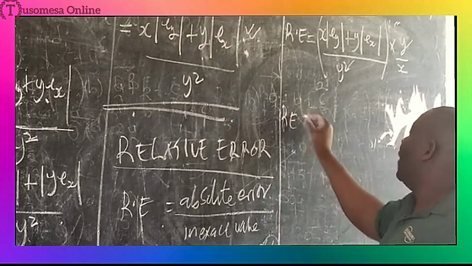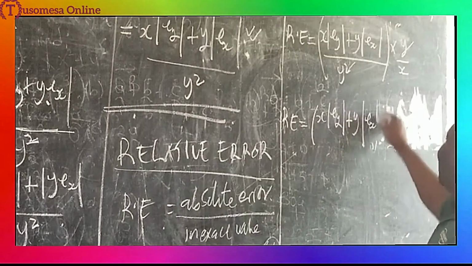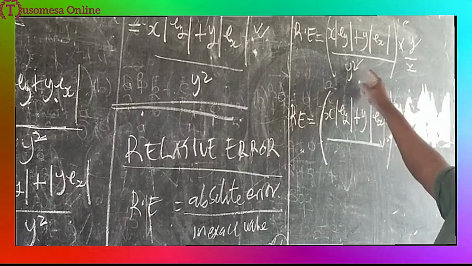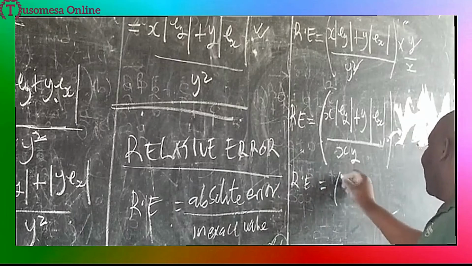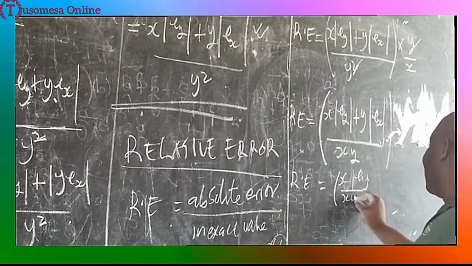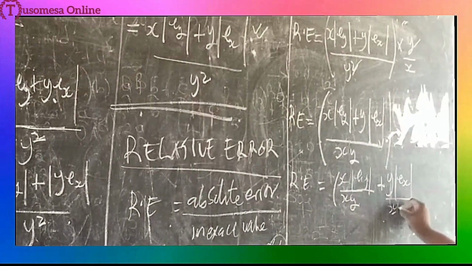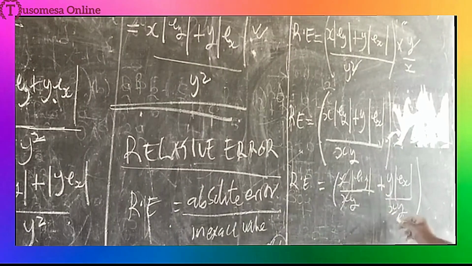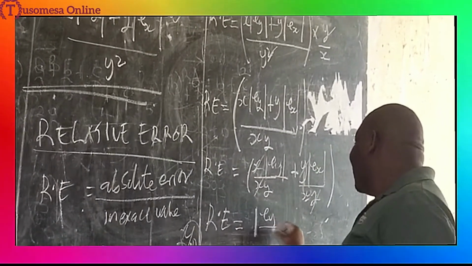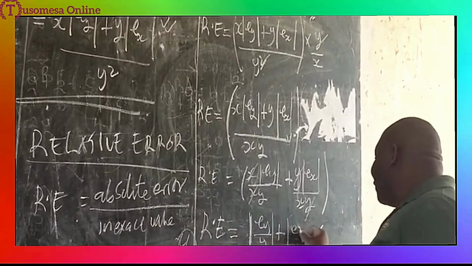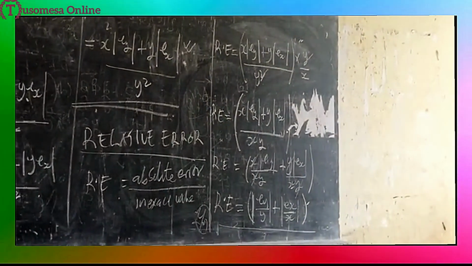Then you make the relative error equal to x magnitude of ey plus y magnitude of ex, then everything is over xy. Remember this same power has gone with that one, so you make it xy. So the relative error becomes x ey over xy plus y ex over xy. And this x vanishes, and this y vanishes with that. Then the relative error is equal to the magnitude of ey over y plus the magnitude of ex over x, and that's how we obtain the relative error.